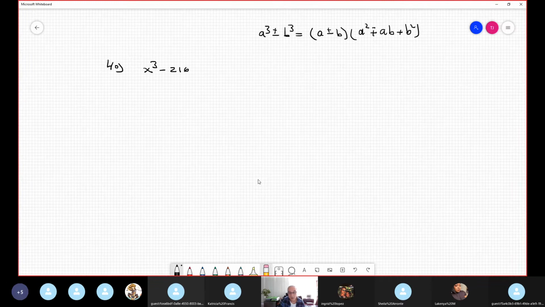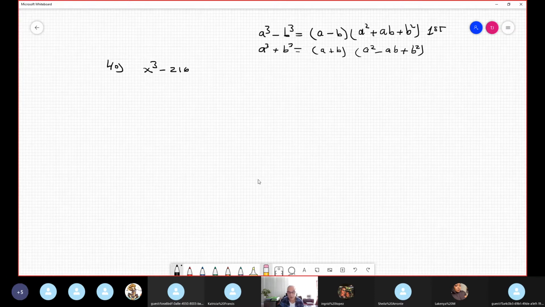Pero si you don't like that way, no problema. You copy the negative and the positive separately. A cubic plus b cubic is equal a plus b, a square minus ab plus b square. But in this case, apply the second, because it's minus, no?